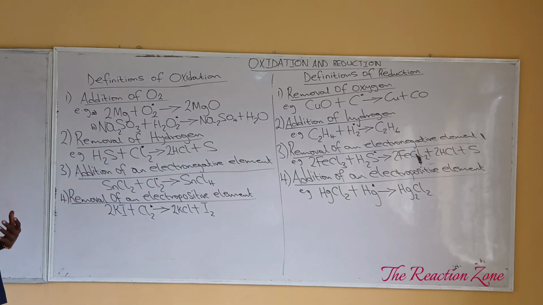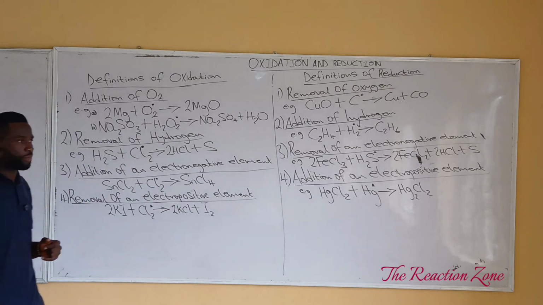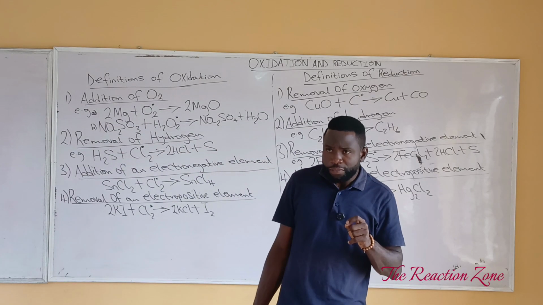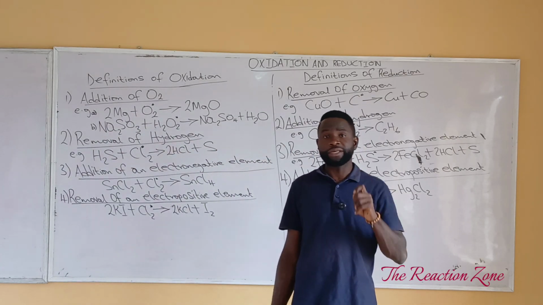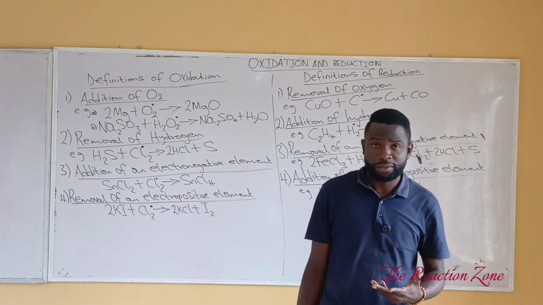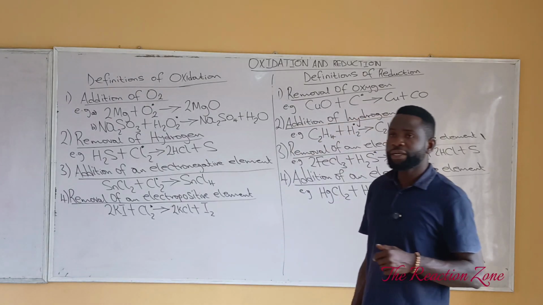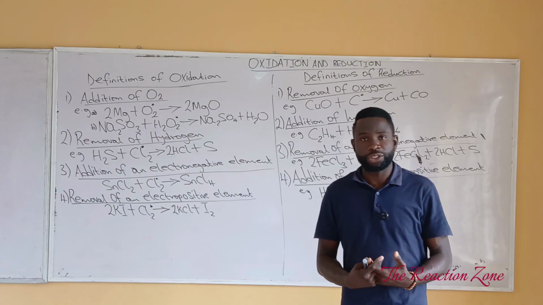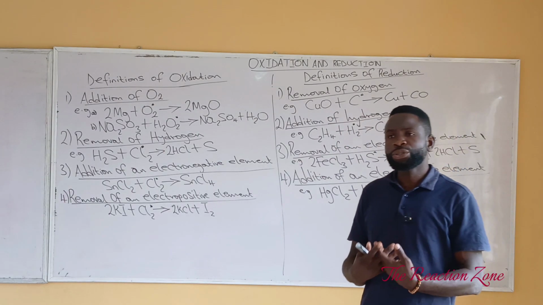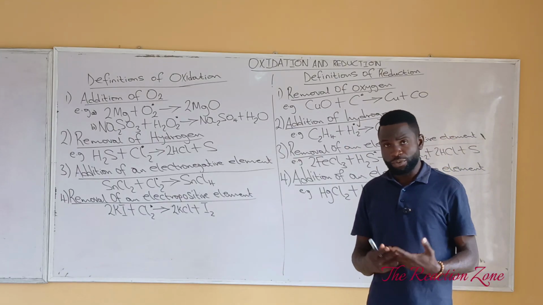The third definition of oxidation is the addition of an electronegative element to a substance. It is important for us to recall that oxygen is a highly electronegative element. As a matter of fact, oxygen is the second most electronegative element in the periodic table. So, if the addition of oxygen to a substance is oxidation, and oxygen is electronegative, the addition of other electronegative elements to a substance is also oxidation.